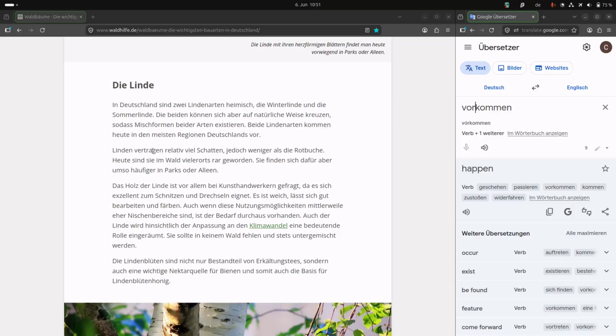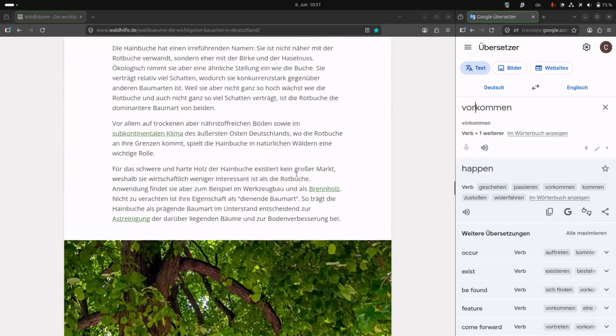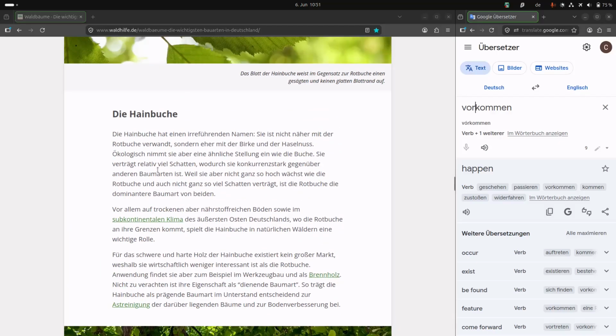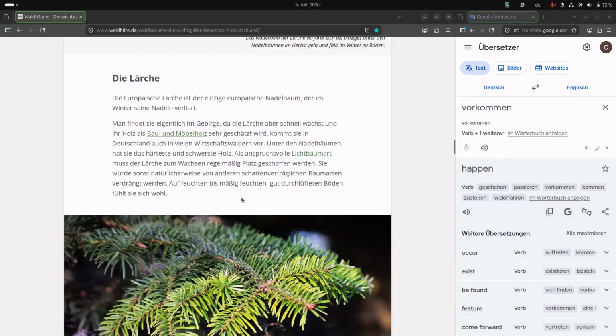So, vertragen, tolerate, relativ, relatively, viel, a lot or much, Schatten, shadow. I think we also had that for a second. Wait, I'm just going to look. So, vertragen relativ viel Schatten. Hey, actually, we have that exact phrase here. I think we also had that somewhere else. Schatten, yeah.